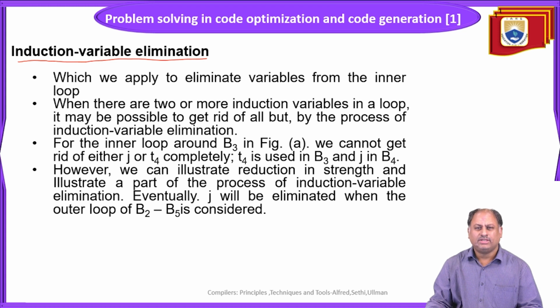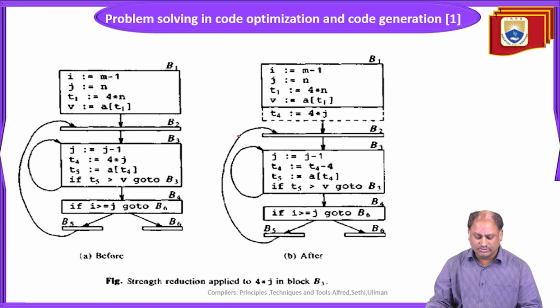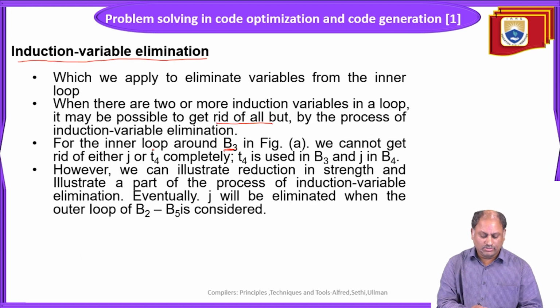Why? Because there will be two or more induction variables inside the loop, and we could not get rid of all of them, so we have to eliminate them. In order to do that, we have taken an example. In this example, a loop is to be described, that is the loop around block B3. The inner loop around block B3 in the figure cannot get rid of T4 completely, since T4 is used in B3 and J is in B4.